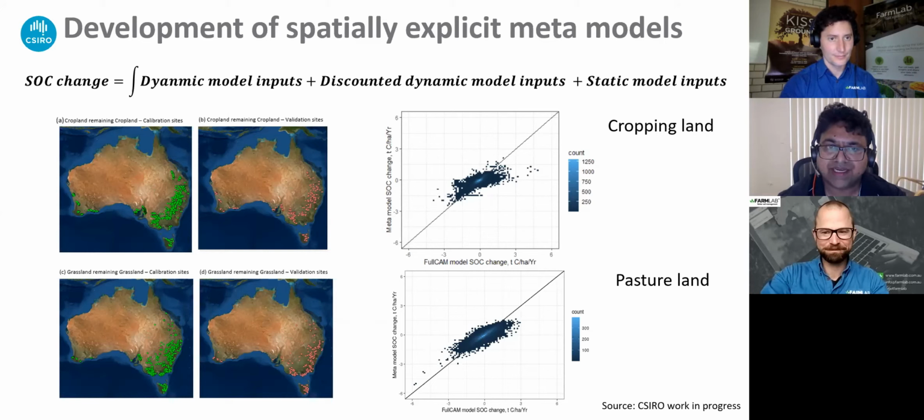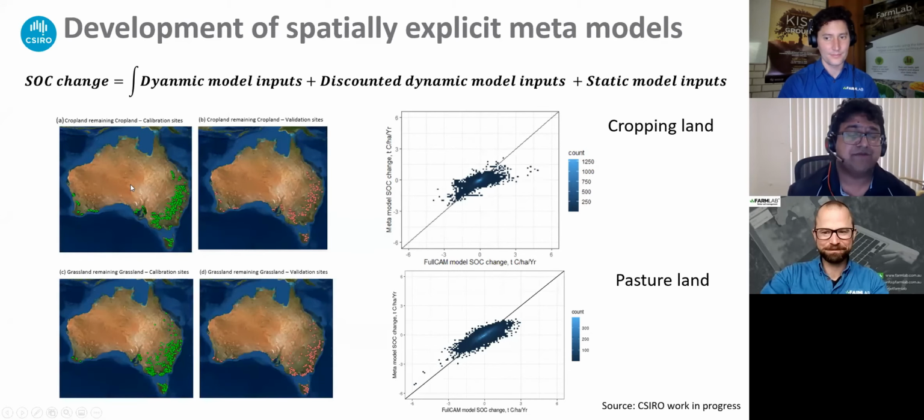So those are static, and the discounted dynamic model inputs are more like, if you look at rainfall, rather than just taking rainfall, we make a weighted function to get discounted dynamic covariates. So that's how we gather those covariates. Now, with the stock change, that part of this equation is derived from a process-based model, in this instance, the national carbon accounting model, FullCam.